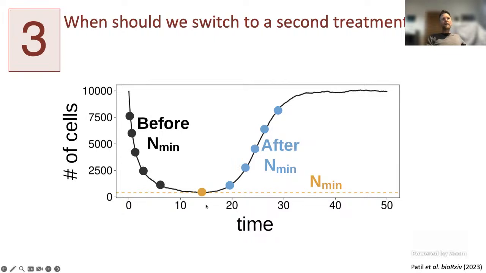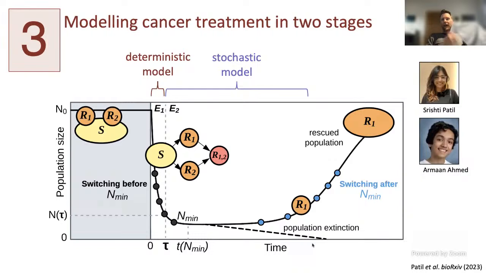So the basic idea is that we have what we're calling N-min, which is the minimal tumor size, the nadir, shown here in orange. We can treat either before or after that point, and at different times before or after. These blobs show us different times when we might apply a second treatment after the first one. And the question is, which of these is optimal in terms of maximizing the probability of curing the tumor with these two treatments, two strikes? So this is the setup.